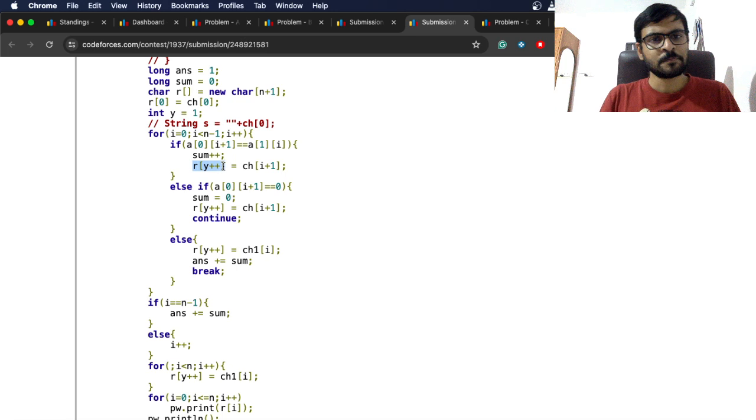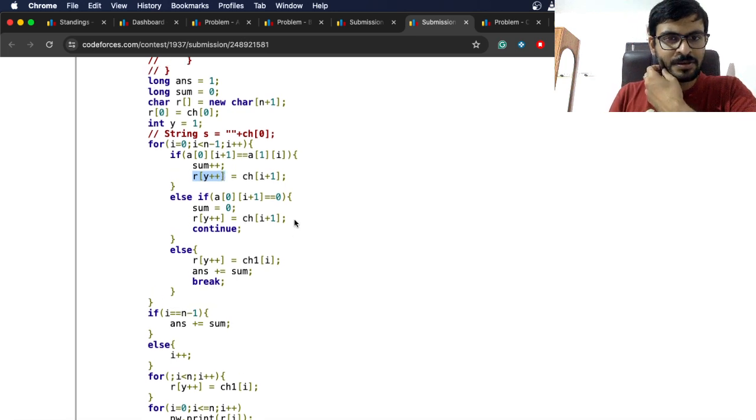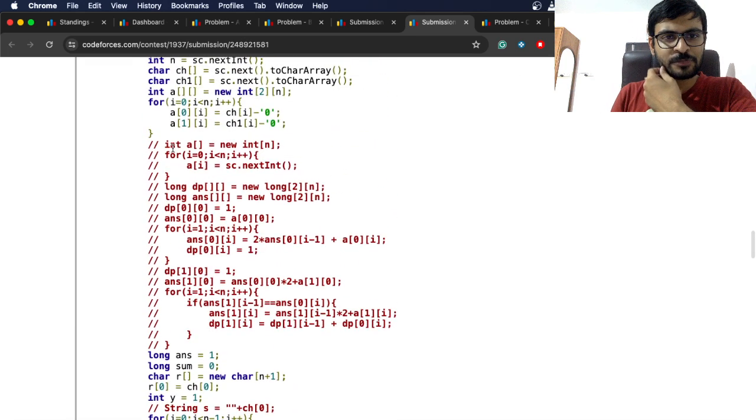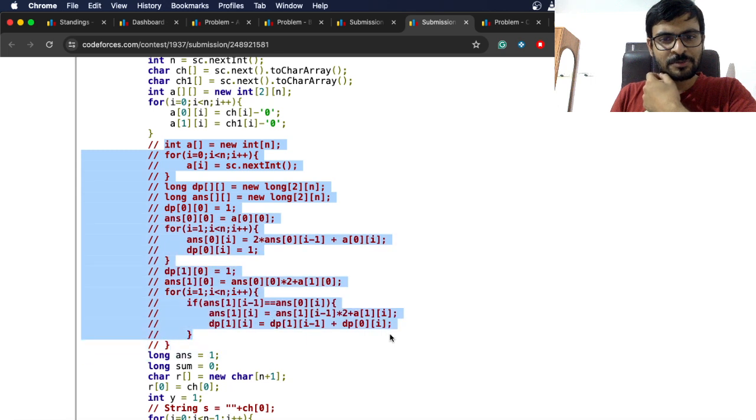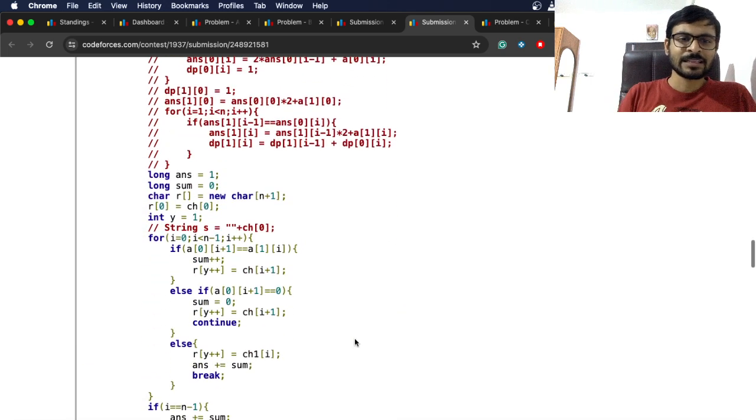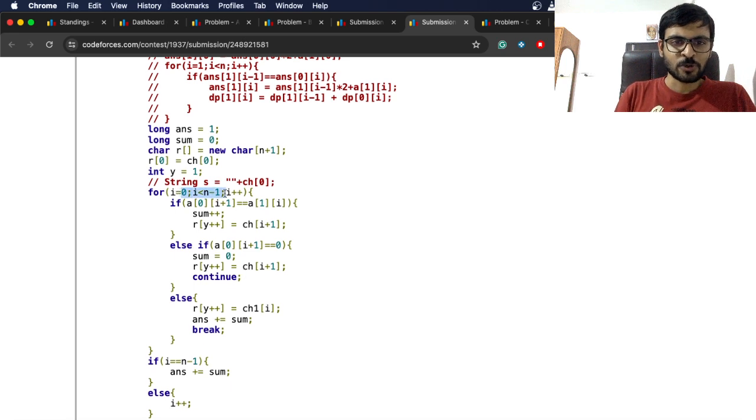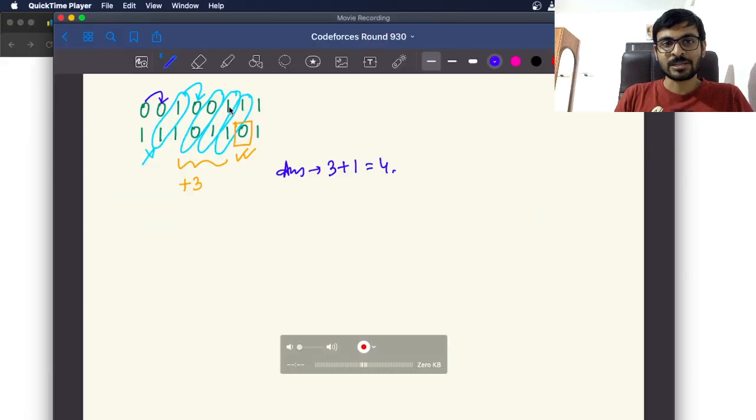I did this DP approach first. You can see this DP approach did not go well, and then I proceeded in this way from 0 to n minus 2 actually. So I'm checking the bottom one and the right one. So this one, a0 I plus 1 is the right one, and a1 I is the bottom one. If they are equal, I will say okay, sum plus plus. That means there is that circle which I made over there, that sky blue circle that I made over here.